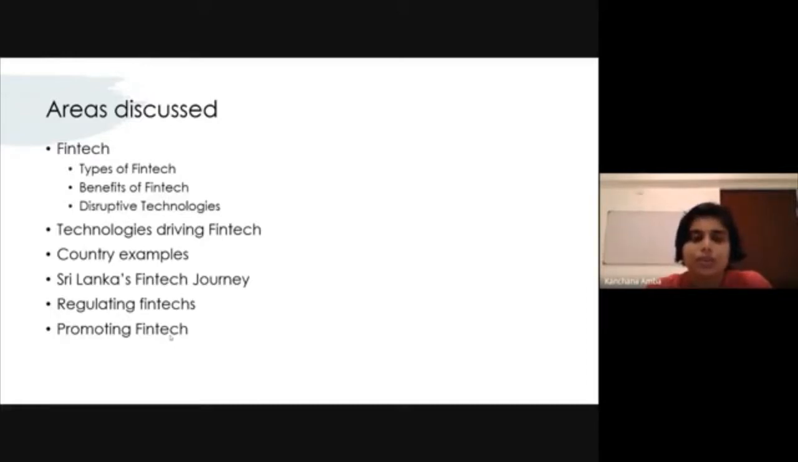One reason it's important for us to know country examples is to understand that each country has its own fintech journey, right? So no country should try to compete with other countries. We can always look at other countries and learn, but it's not a race. It's really figuring out what suits the market, what suits the country. It's quite unnecessary to go about thinking, oh, Norway is doing this, therefore Sri Lanka should do this. So everyone is having their own journey, right?